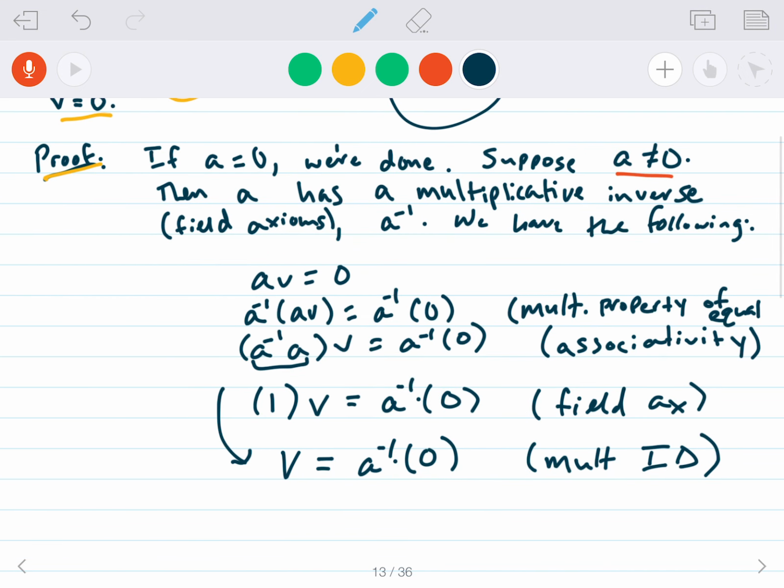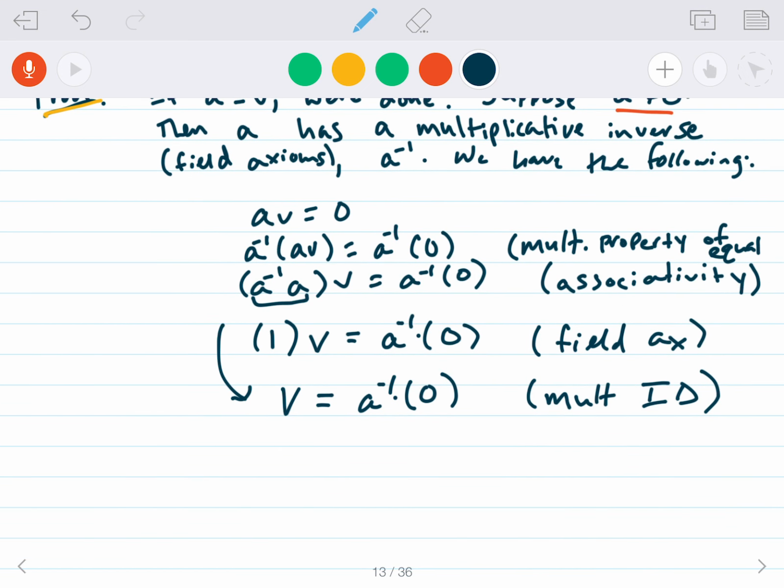But we also know from the field axioms that A inverse, if we're thinking of it as a vector in our vector space over our field, then a number times 0, of course, is 0. Something in our field times 0 is going to be 0, and that's just from the field axioms. So this is going to be equal to 0.